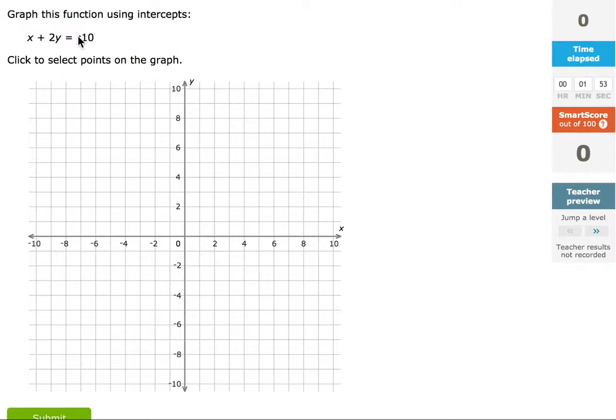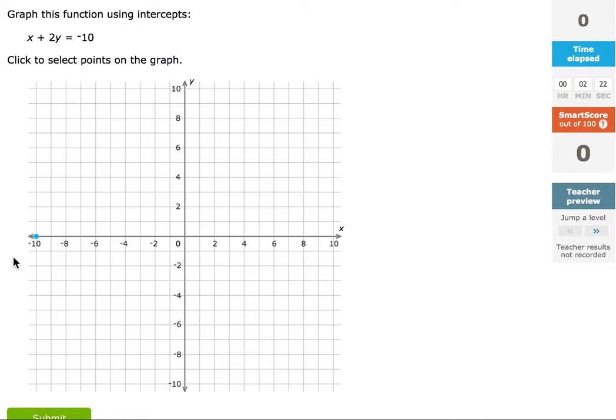Remember to take your c term, which is negative 10, and to first find the x-intercept, we're going to divide it by the coefficient of x, which when there is no number there, there is an invisible 1. So what is negative 10 divided by 1? Negative 10. So we're going to plot a point at negative 10 on the x-axis because that is the x-intercept. So on the x-axis, we go to negative 10 and we click there.